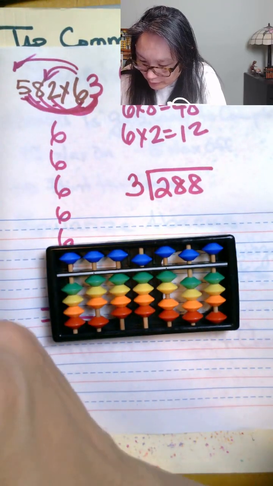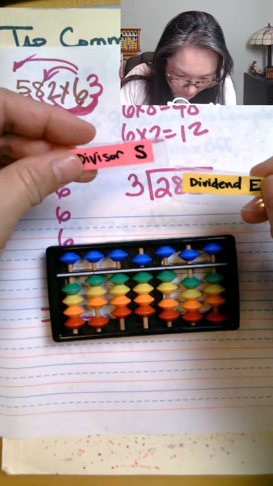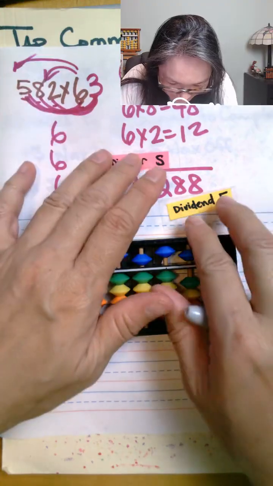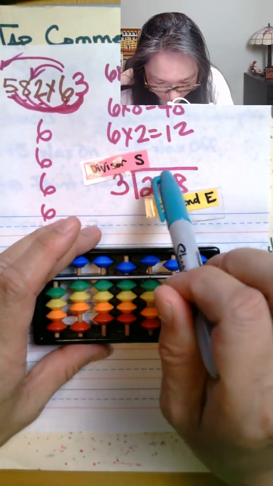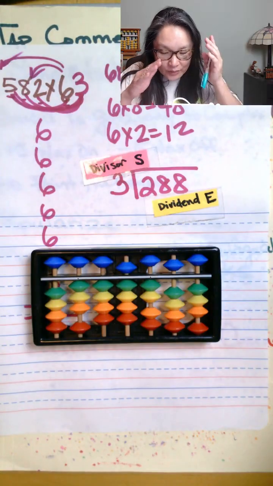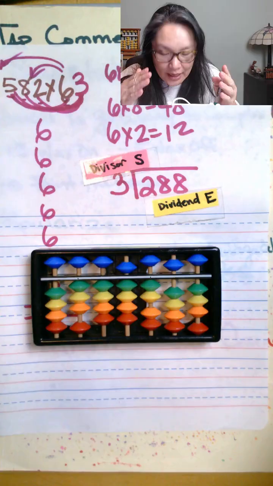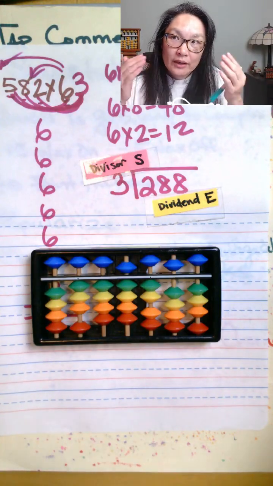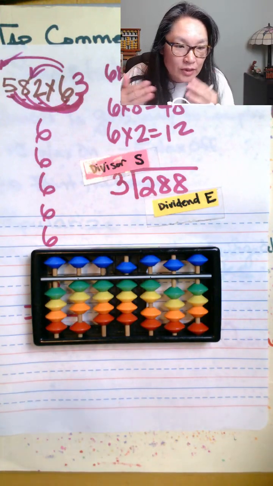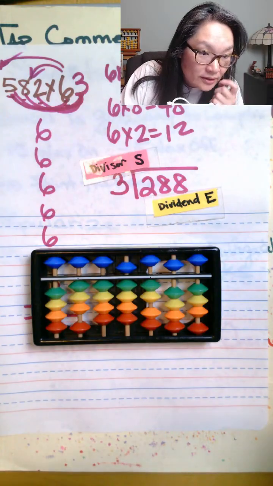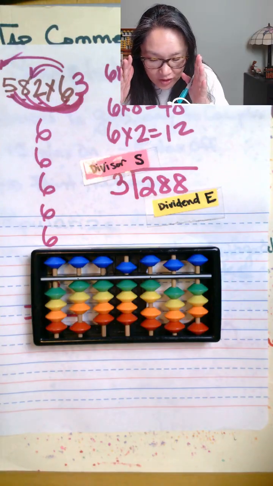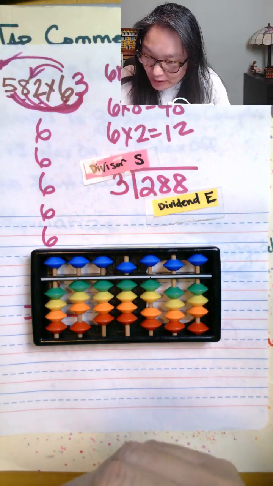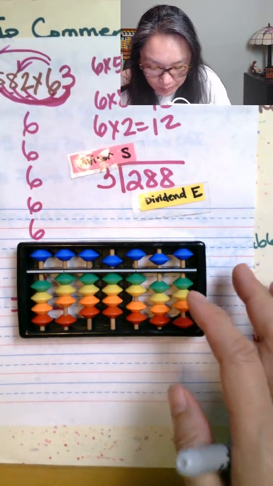And I have my little labels because I got tired of writing. So we have our divisor and our dividend. Why? Because we need to keep track, and what we do in division is a lot of comparing. To do the comparison, we need to keep track of what we're doing. I'm still workshopping how I would explain this.